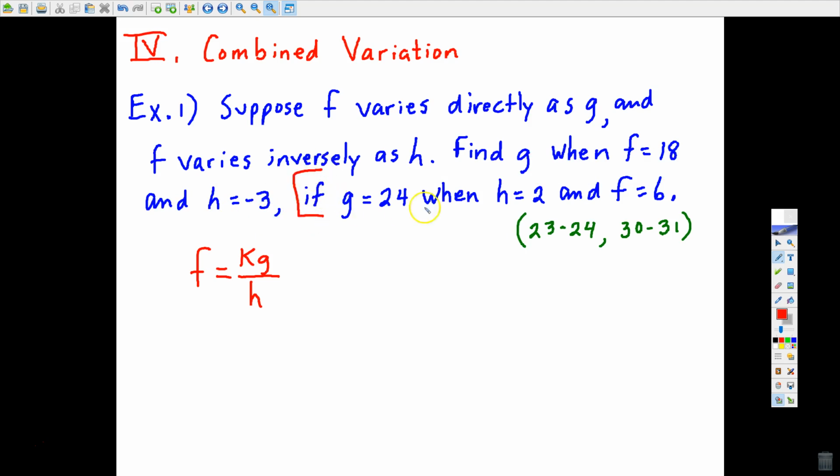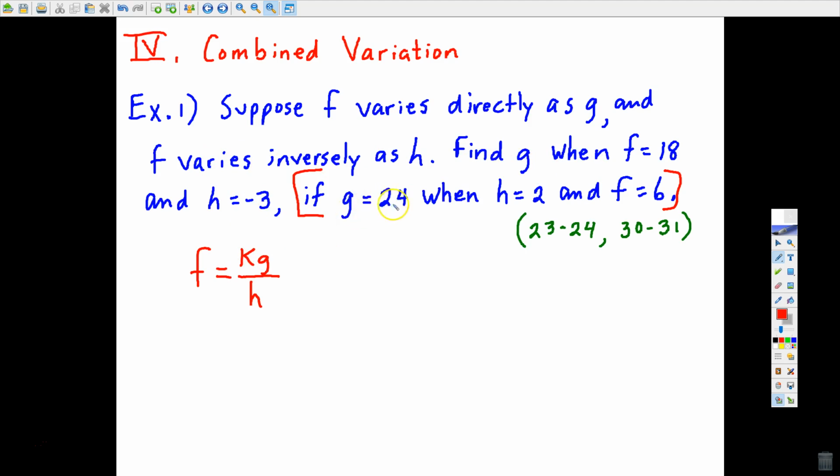Do you notice in this phrase they give us everything but k? I can't stress that enough. Go to the part of the problem where all of the variables are given except for k, because that's going to help you find out what k is. And knowing what k is the key to unlocking the answer to this problem.